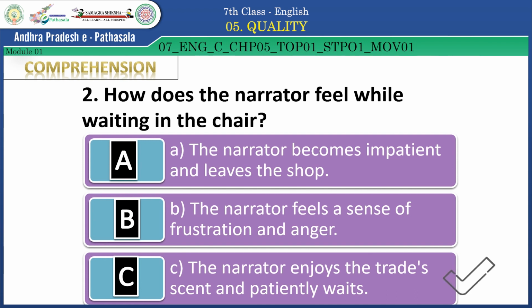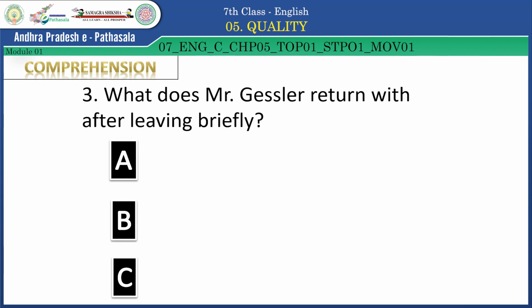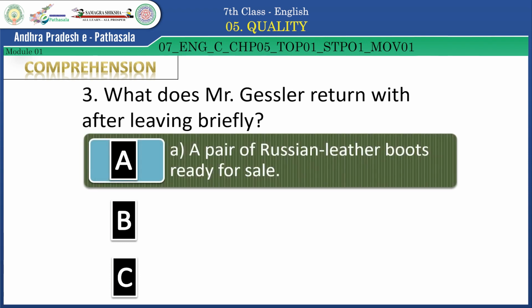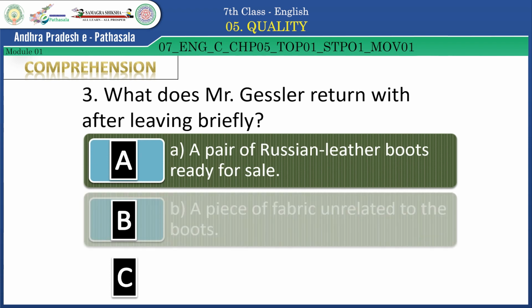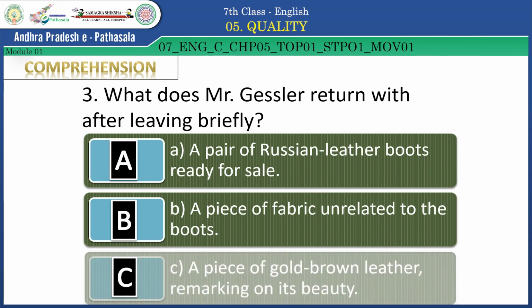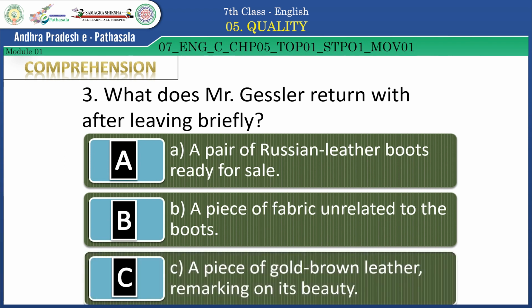The third question is what does Mr. Jessler return with after leaving briefly? Option A, a pair of Russian leather boots ready for sale. Option B, a piece of fabric unrelated to the boots. Option C, a piece of gold brown leather, remarking on its beauty. Be quick, answer this question. Yes, you are right. You are wonderful students.